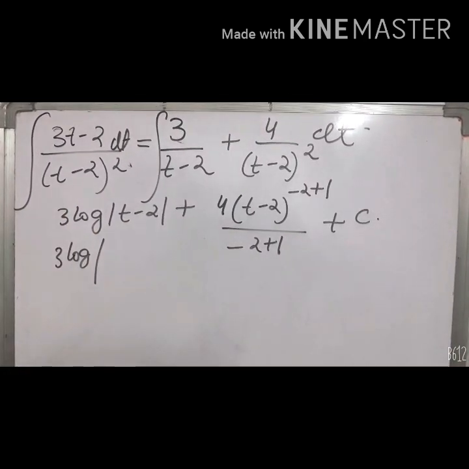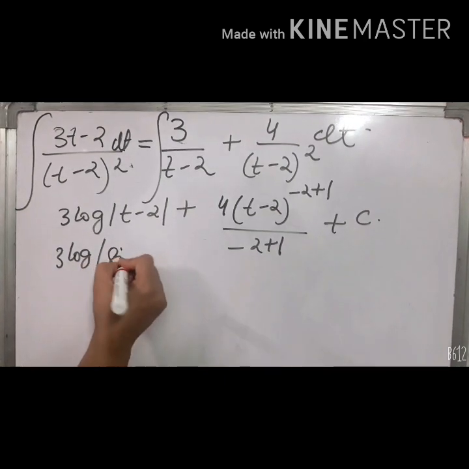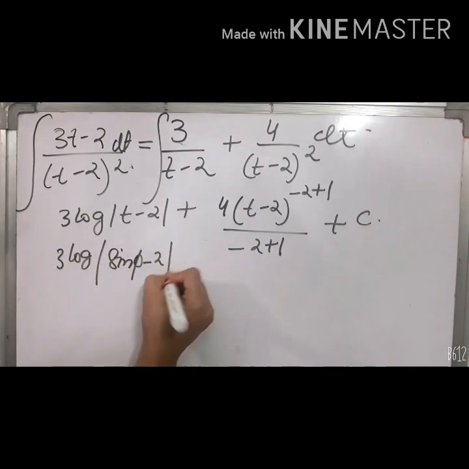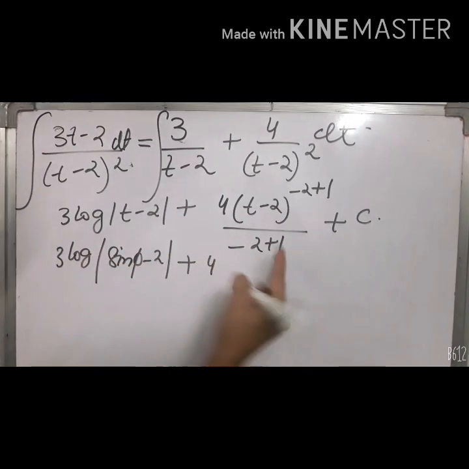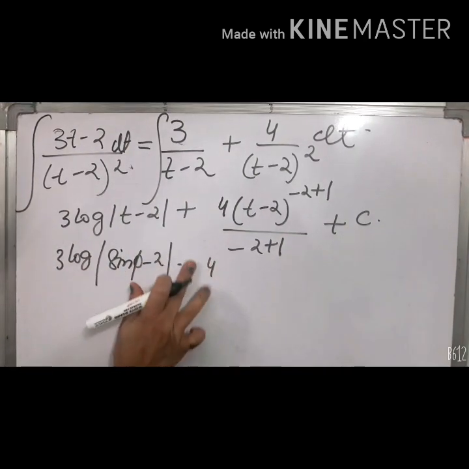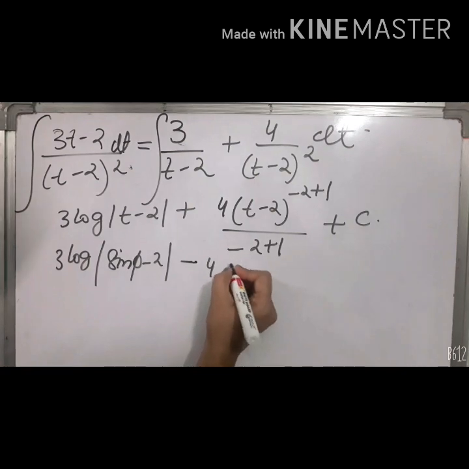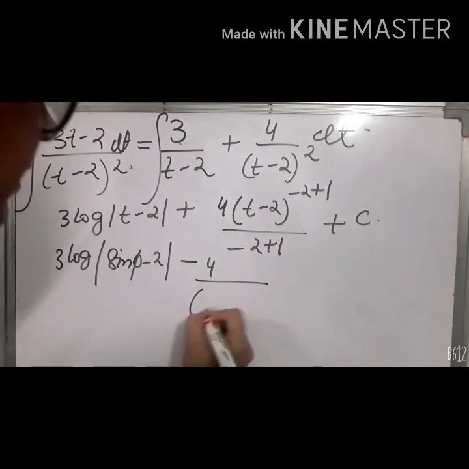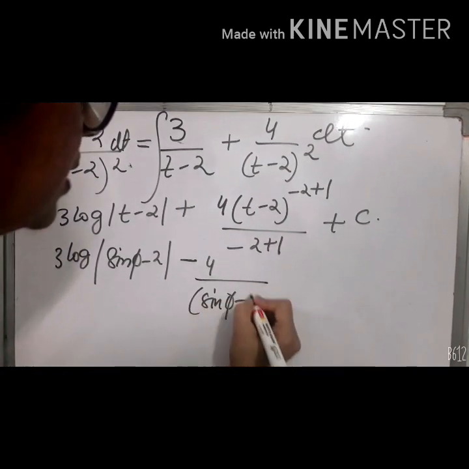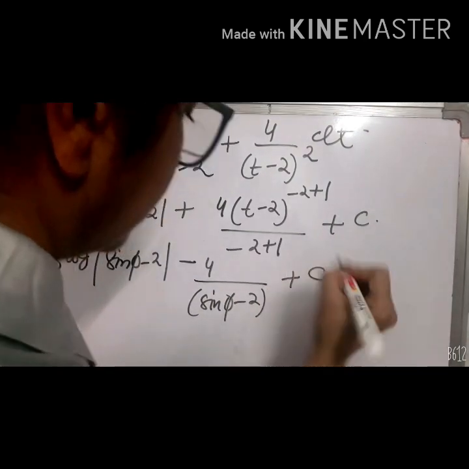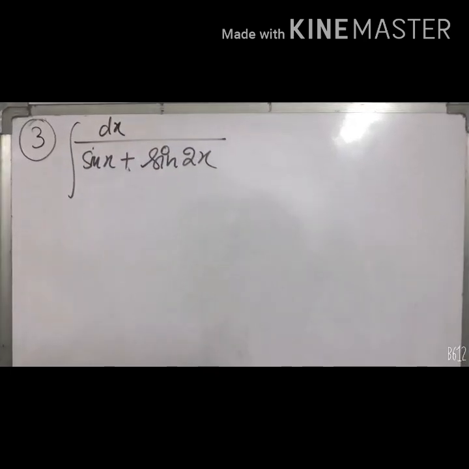What we let as t, it is the sine phi. Sine phi minus 2 plus 4 minus 2 plus 1 is minus 1. So it becomes minus, and this becomes by sine phi minus 2 plus c. This completes the answer. This is the third question.